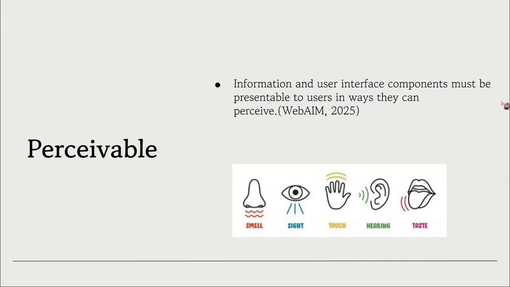For the accessibility, we are starting with perceivable, whose definition is that information and user interface components must be presentable to users in ways they can perceive, like smell, sight, touch, hearing, and taste. In the user interface of Google, we're going to focus on sight and maybe touch or hearing.